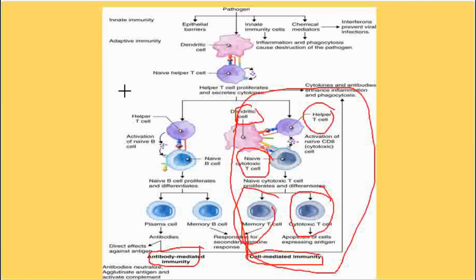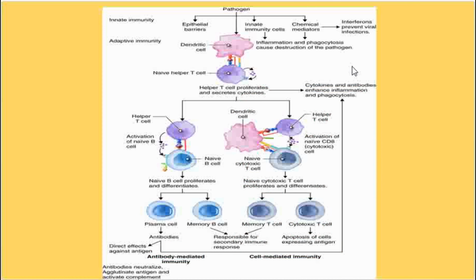So in this picture you can see clearly the difference between antibody mediated immunity and cell mediated immunity. They follow different pathways. See here the B cell grows and differentiates, but just remember that in cell mediated immunity the T cell grows and proliferates, whereas the B cell gets differentiated in antibody mediated immunity.